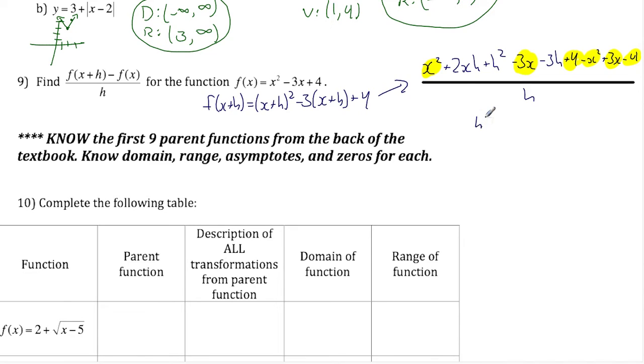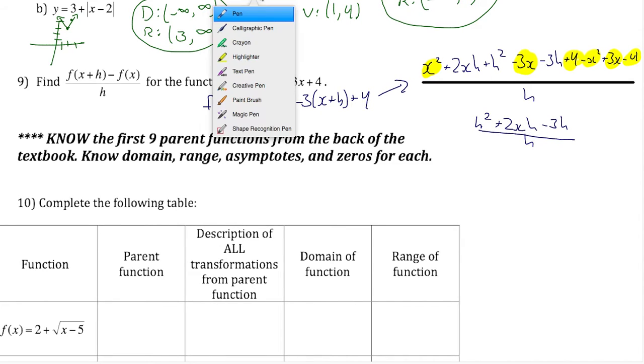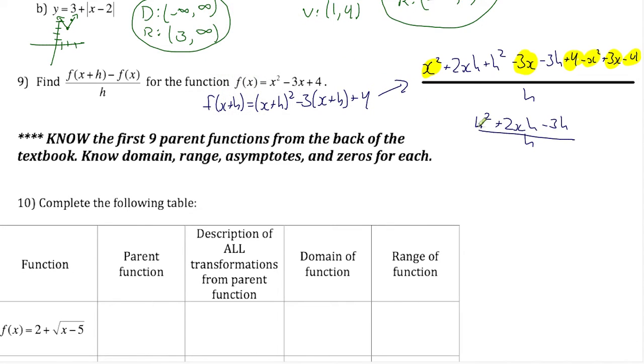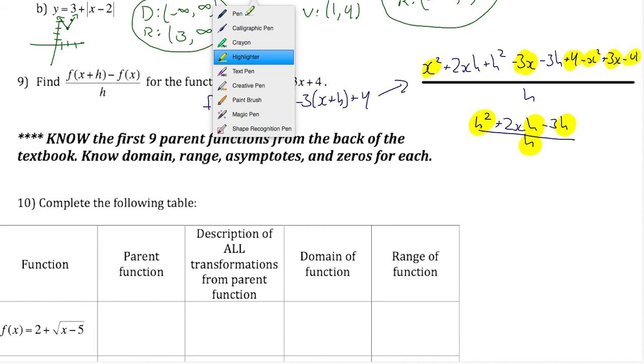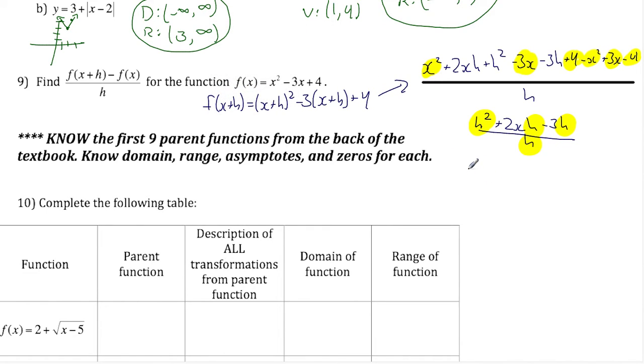So if I just clean this up, I get h squared plus 2xh minus 3h over h. Each term has an h, so I can reduce that, and this simply becomes h plus 2x minus 3. And that, whoops, that is my final answer. Okay.